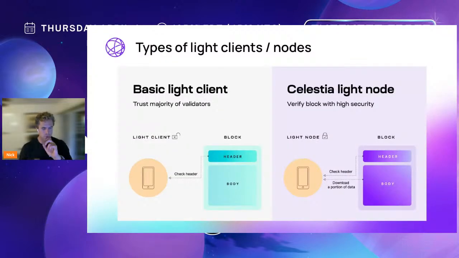And again, a light node is very different to a light client. People may be familiar with a light client from other chains. A light client is a similar thing. Let's say you don't have enough resources to run a full node. You want to run something that at least gives you some level of security to verify the chain. Essentially, what a light client does is it just looks at the block header and asks, does this have enough mining weight behind it, in the context of Bitcoin?